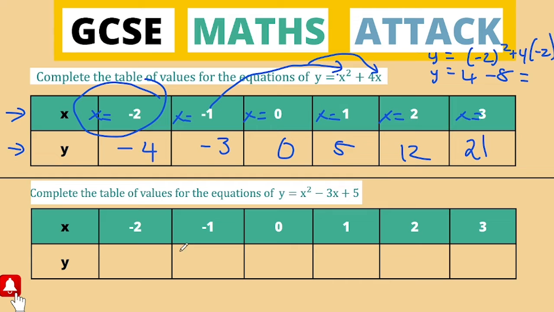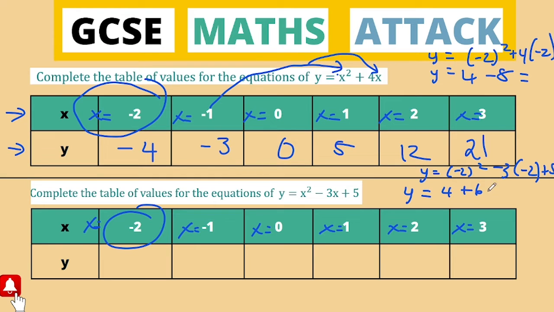Okay, so for the next one, we have y equals x squared minus 3x plus 5. I know that here I have x equals minus 2, x equals minus 1, x equals 0, x equals 1, x equals 2, x equals 3. So y is equal to minus 2 squared minus 3 times minus 2 plus 5. So minus 2 squared, which is 4, minus 3 times minus 2, which is plus 6, and plus 5. 4 plus 6 is 10, 10 plus 5 is 15.